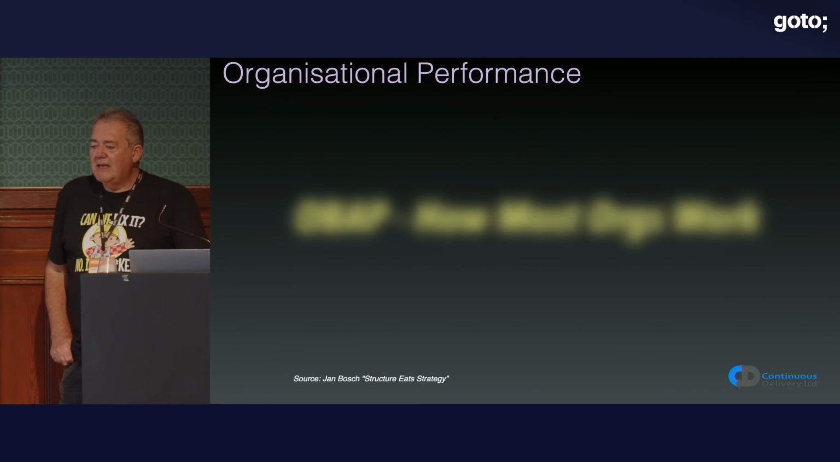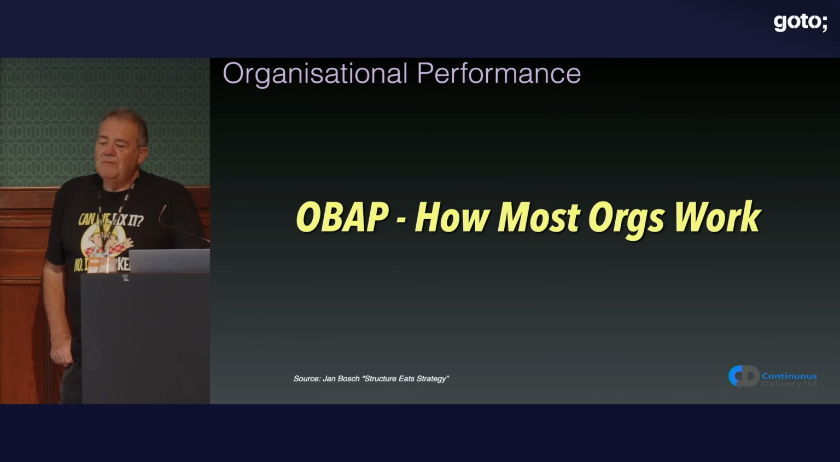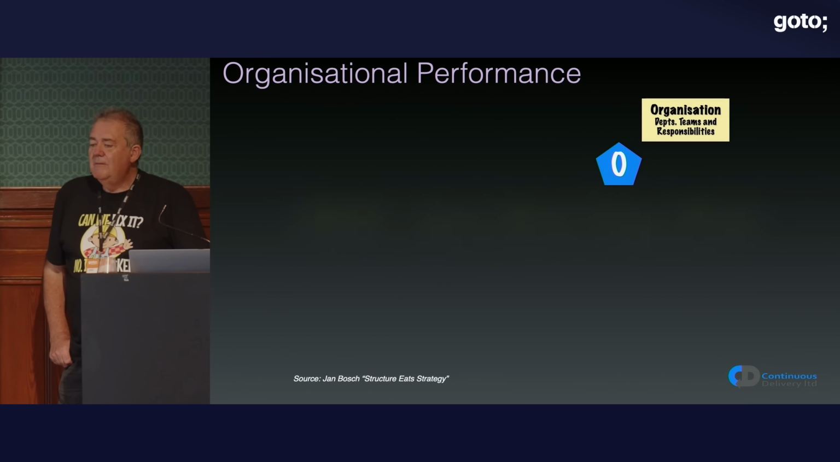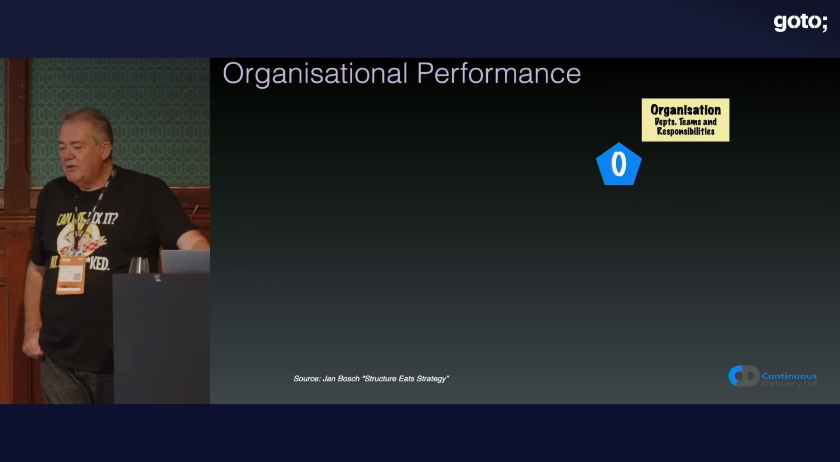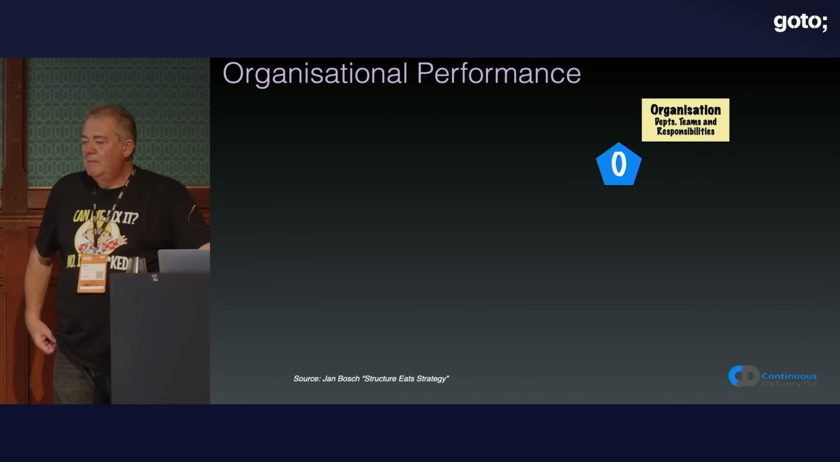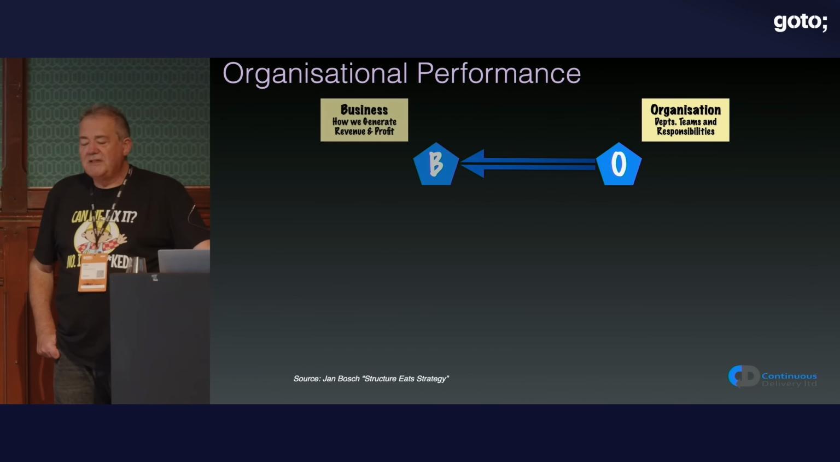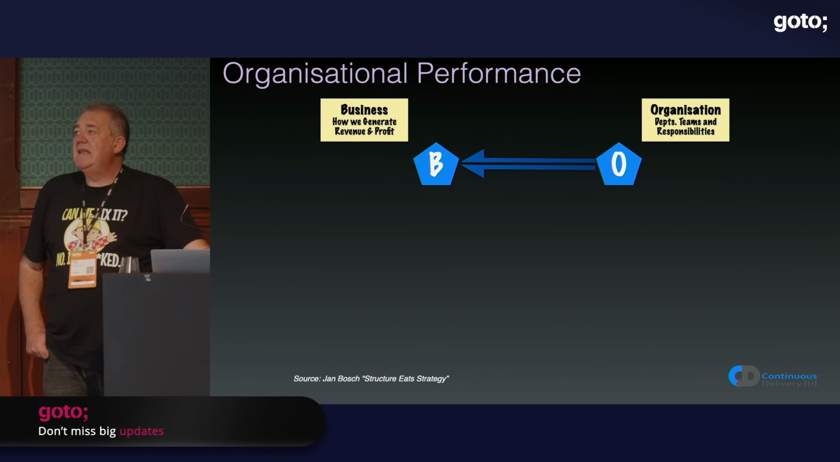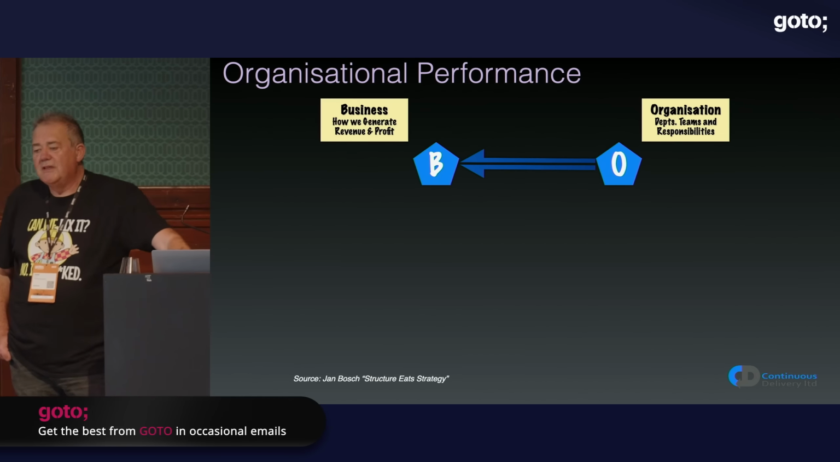In terms of organizational performance, this is another little model of how most organizations work. This is taken from Jan Bosch; this is not my original work. You start off making a decision based on the organizational structure. The business then decides what it can do based on that organizational structure.